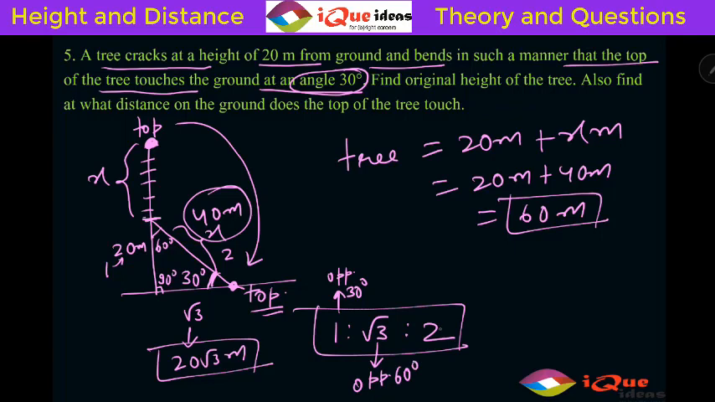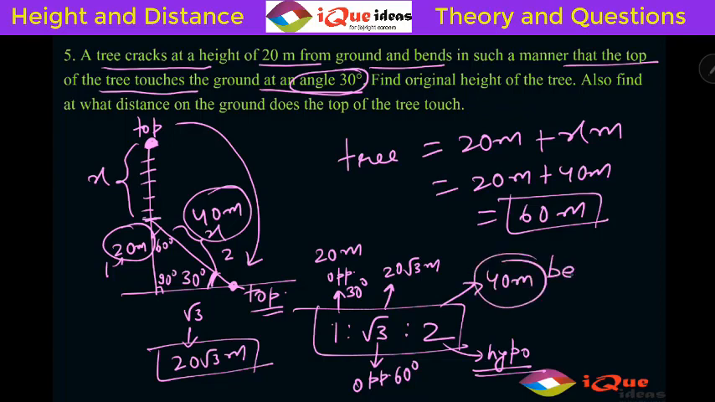And 2 is the hypotenuse. Right. So it's very easy to memorize actually. So here we had the side given opposite to 30. So this was 1 corresponding to 20 meter. So root 3 will be 20 root 3 meter. So this 2, if 1 is 20, then 2 will be 40 meter.